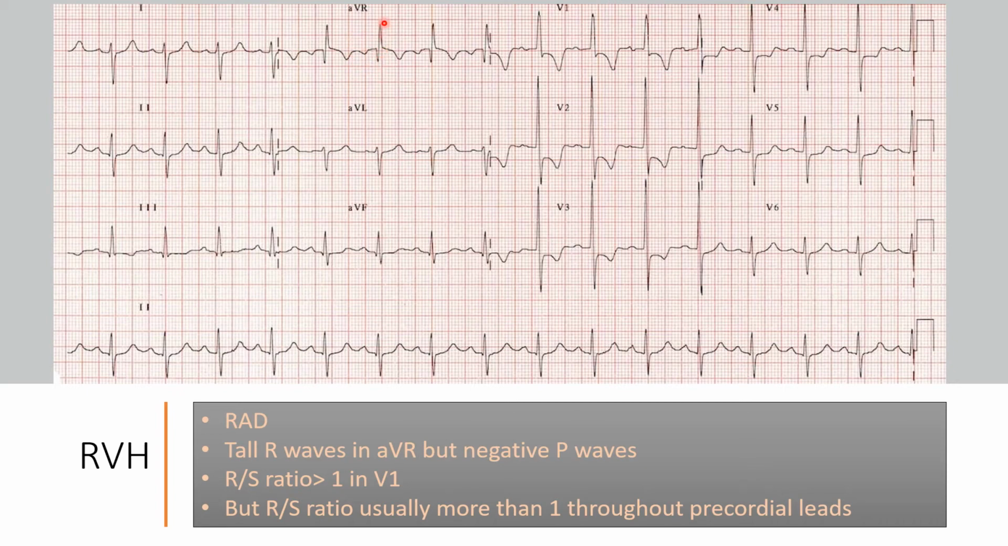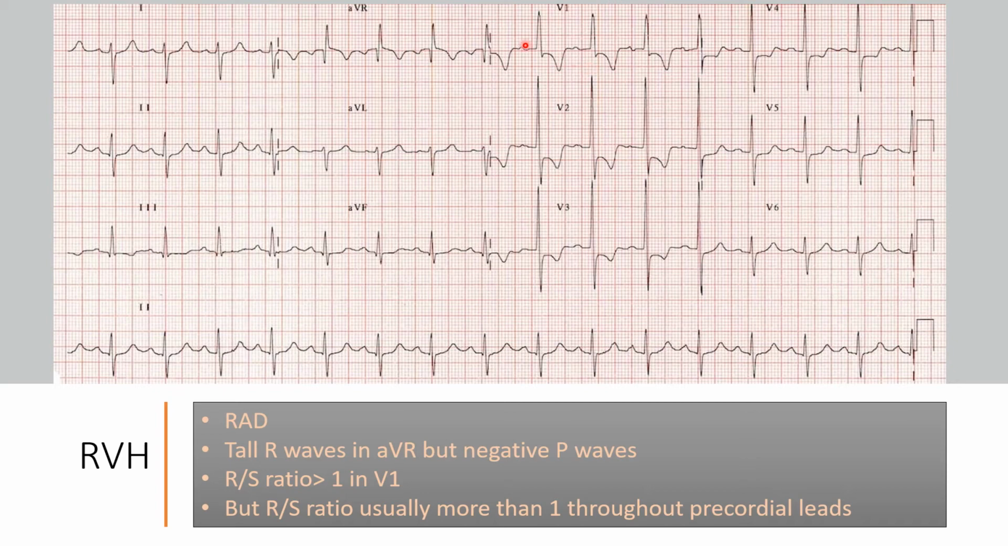As you can see here, AVR has a Q wave but followed by a large R wave because of the phenomenon that we talked about before, that when the right ventricle hypertrophies, you have a lot more voltage going towards the base of the right ventricle, which actually is going towards AVR, and therefore you will have a bigger R wave in AVR in right ventricular hypertrophy.